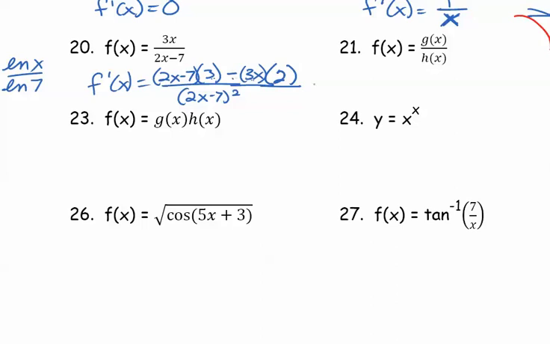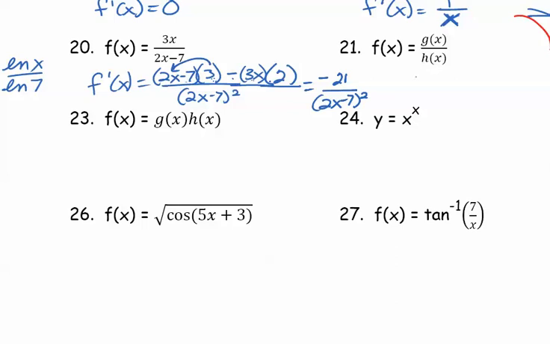And we could clean that up a little bit. Notice here we're going to have a 6x, and here we have a minus 6x. So all that we will have left in the numerator here is a negative 21 over our denominator squared, so you should add that one extra step.